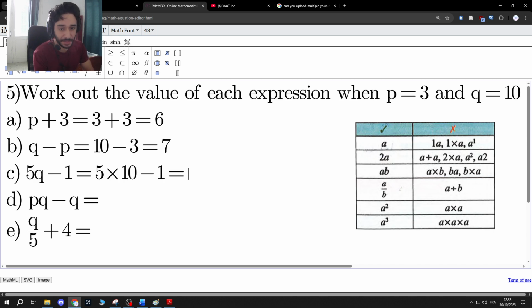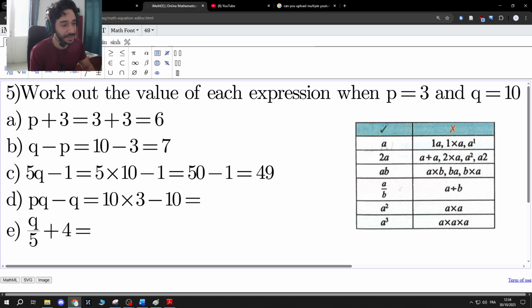Now, according to the rules of order of operations, we should probably do the multiplication first and then subtract. So let's do that. 50 minus 1 equals 49. And we have answered C. Let's do the same thing for PQ minus Q. Now, this might look intimidating at first, but then just trust the process. PQ, that is P times Q, that is 10 times 3, minus Q, so minus another 10. We need to do the multiplication first. So 10 times 3 is 30. 30 minus 10, that is 20. My answer is 20.